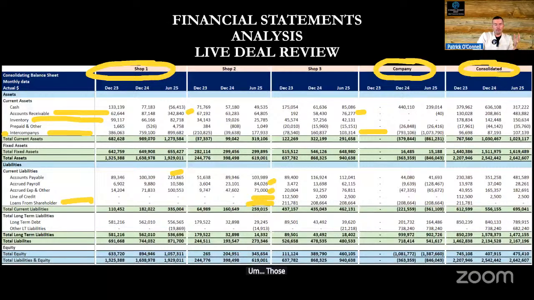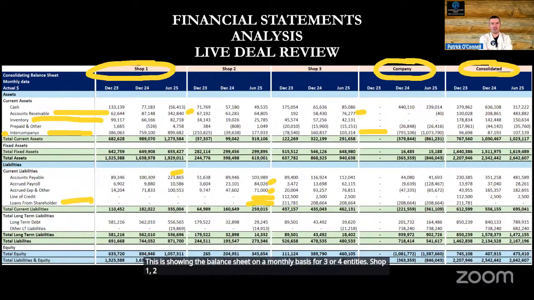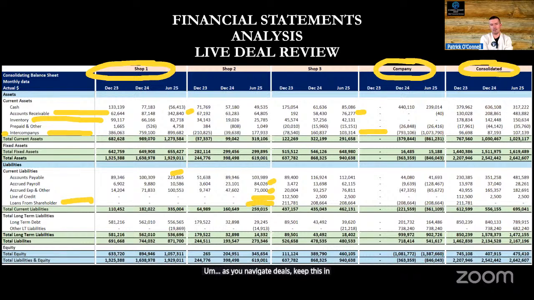Those are all of my key takeaways for the consolidated. Again, this is showing the balance sheet on a monthly basis for 3 or 4 entities, shop one, two, and three, and then the company level. As you navigate deals, keep this in mind and use some of these learnings for your benefit as you look through these multiple entity acquisitions. I think I highlighted some key takeaways, so if we want to keep it moving to the next slide.